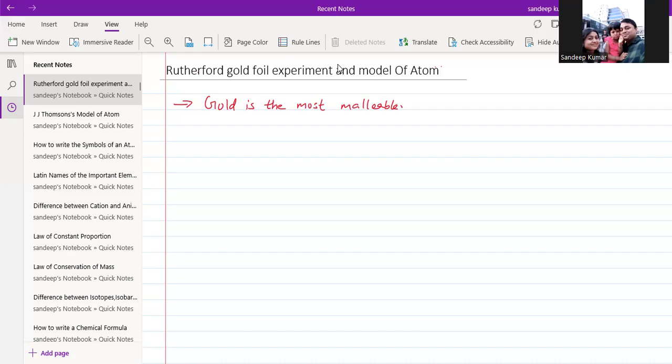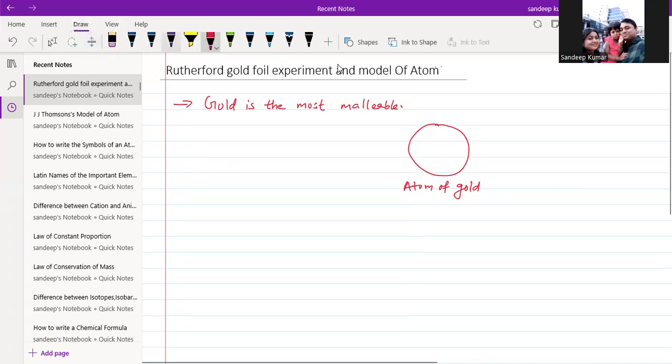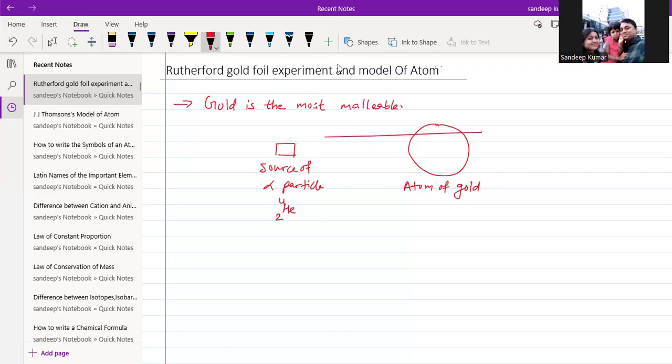What he did in this experiment, you see, I'm just showing with one atom of gold. You pass alpha rays, which are straight rays, right? He took a source of helium particles, a source of alpha particles. Alpha particles are nothing but helium particles, with mass number 4 and atomic number 2. So he passed millions of alpha rays.